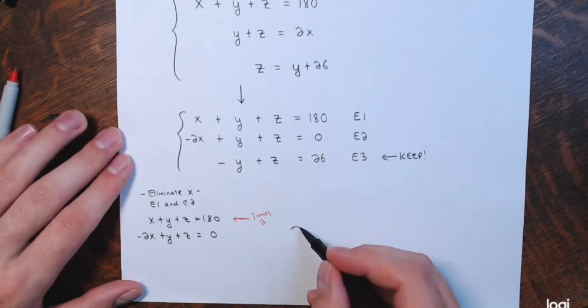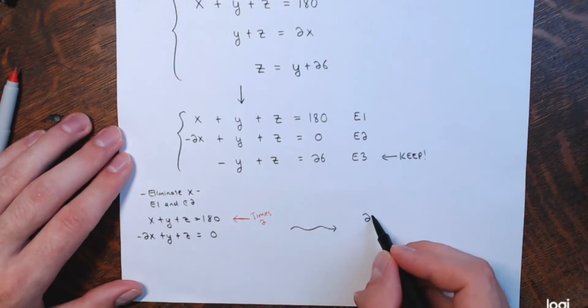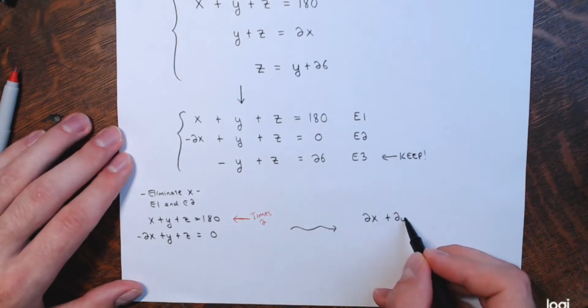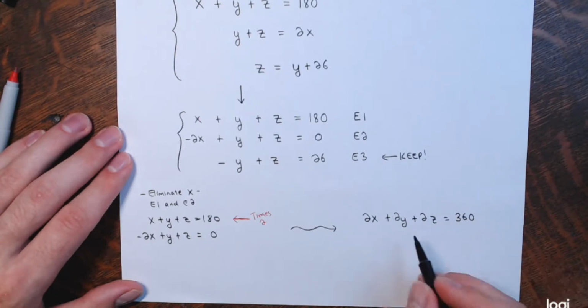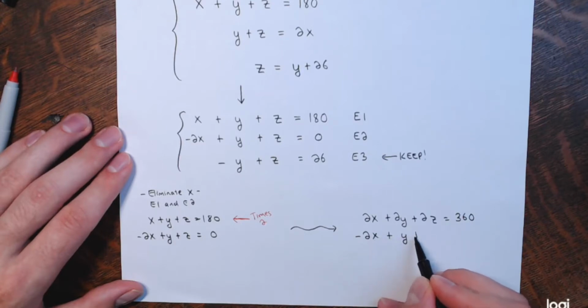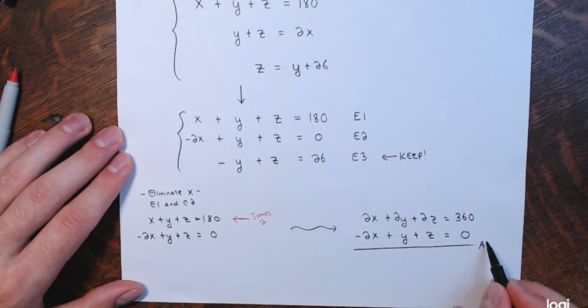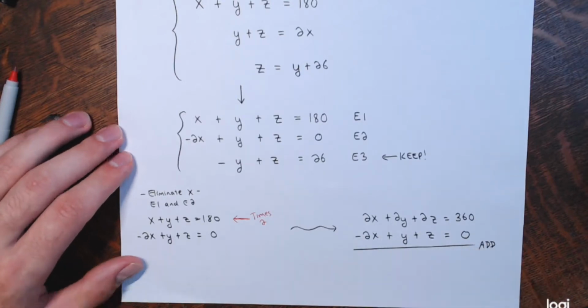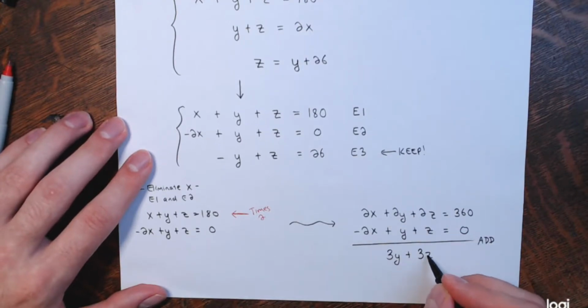Alright, so I'm going to take this over here. If I multiply the top equation by 2, we'll have 2x plus 2y plus 2z equals 360. Then the second equation didn't change: negative 2x plus y plus z equals 0. Now I can add and eliminate the x's because their coefficients are opposite. So we have 3y plus 3z equals 360.